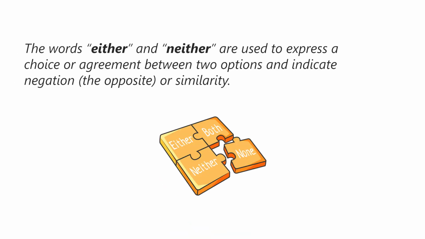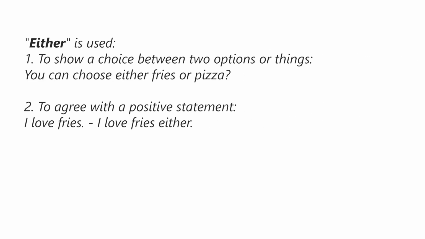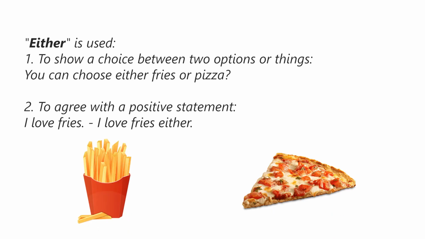Before you begin, it would be helpful to review some rules about either and neither. The words either and neither are used to express a choice or agreement between two options and indicate negation, the opposite, or similarity. Either is used to show a choice between two options or things. For example, you can choose either fries or pizza.